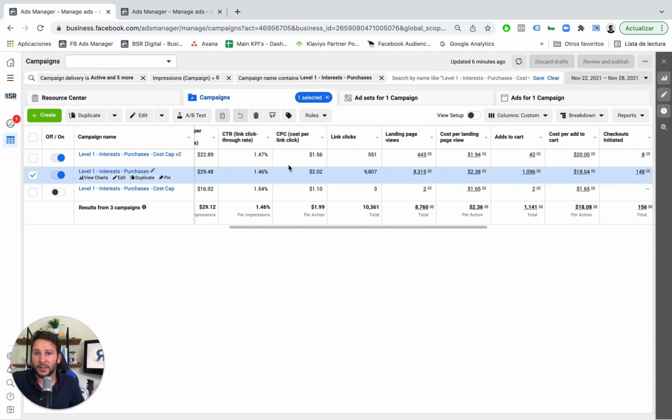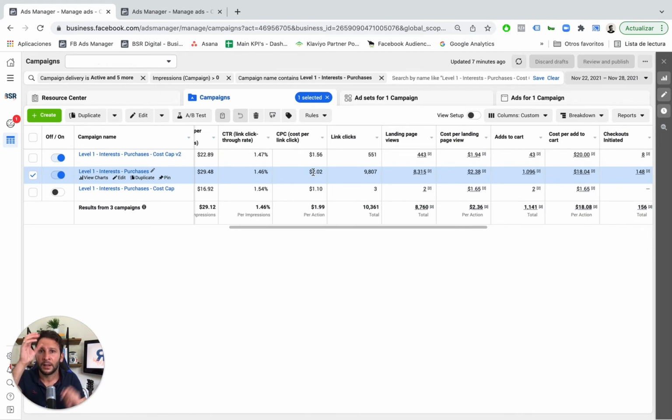We can go to the CPC. So this is how it works. We have the whole metrics in order, from CPM, CTR, CPC, clicks, and all the website events in order: landing page views, add to cart, initiated checkout, and purchase. So we need to go to the half, right? The half.